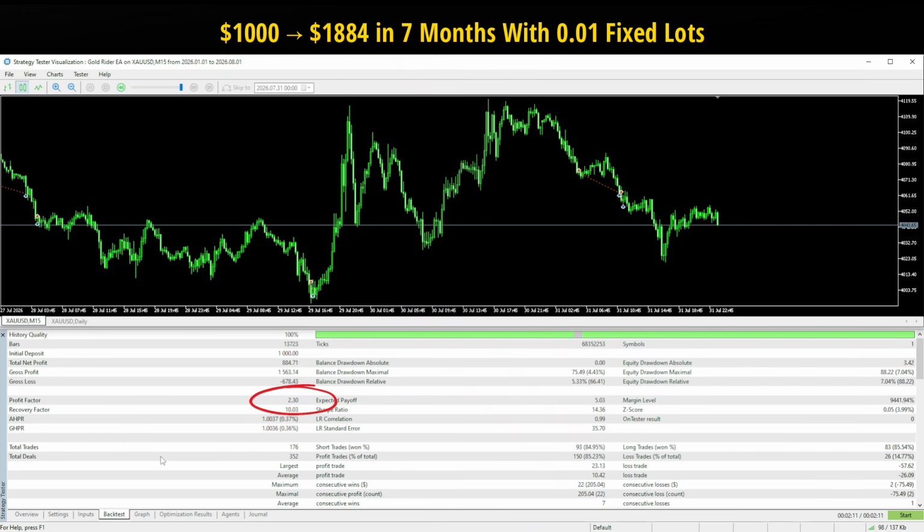Profit factor, 2.30. For every $1 this EA risked, it made back $2.30. Anything above 1.5 is considered strong. At 2.30, this is excellent.